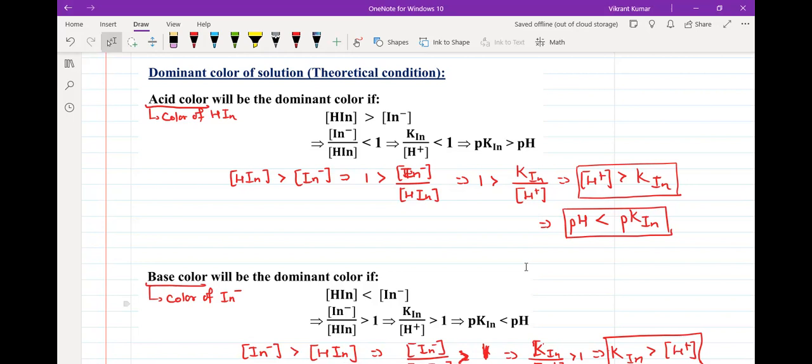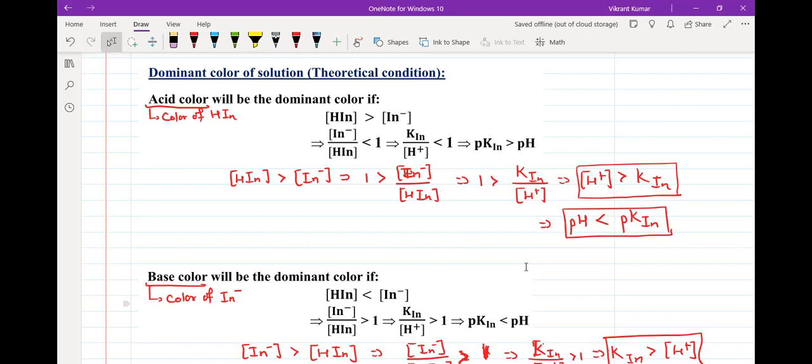Normally if nothing is written for a theoretical indicator, we say कि it should be 10 times or more, क्योंकि मैंने पहले भी आयनिक में कई बार बोला है, जब कोई चीज दूसरी चीज के सामने 1/10 से कम होती है, then only we'll say कि दूसरी वाली चीज को we can ignore. तो हमारे ह्यूमन आइज का भी वही केस है. If nothing is written, we'll say कि 10 times या उससे ज्यादा होना चाहिए, then only we'll be observing. Like HIN is greater than 10 times of IN minus, then we'll say कि acid color is the observed dominant color. And वैसे ही IN minus should be 10 times HIN से ज्यादा, then we'll say कि base color will be the observed dominant color.